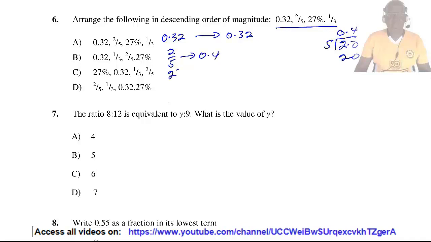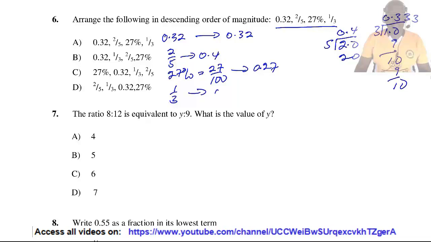Then 27% is the same as 27 divided by 100, which is 0.27. For 1/3, we shall use the long division method to convert into a decimal. So 3 into 1, 3 into 10, 3 into 10. So the answer is 0.333.